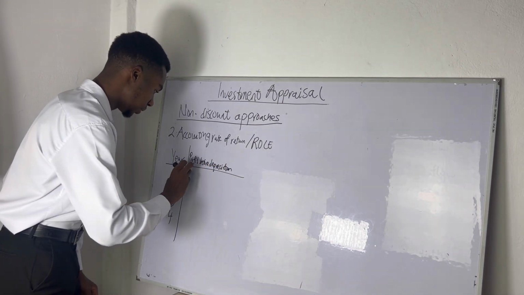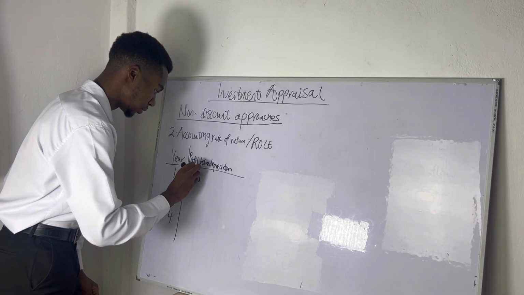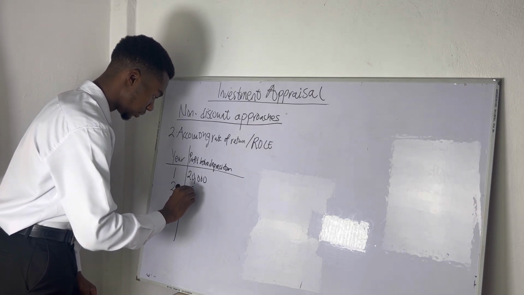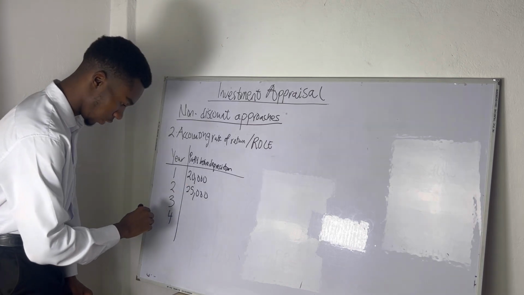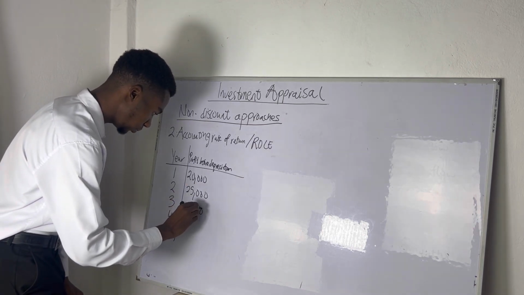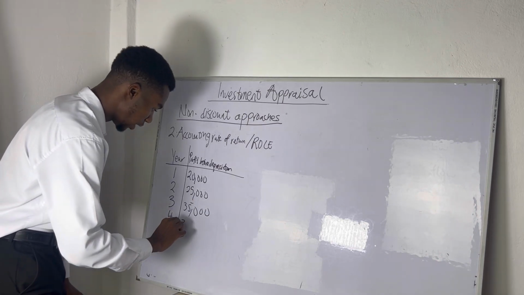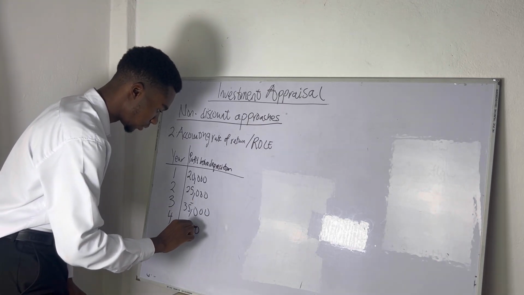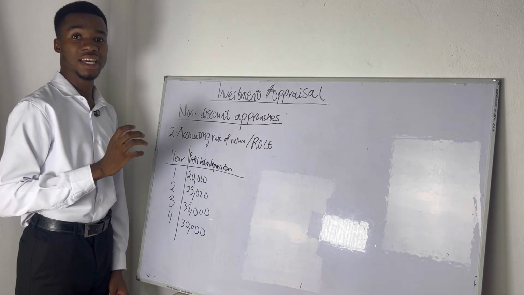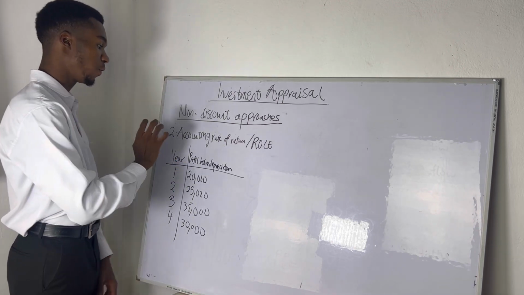Year 1, we have 20,000. Year 2, we have 25,000. Year 3, we have 35,000. Year 4, we have 30,000. So this is the profit you are going to get every year. But remember, every year depreciation is going to occur. So this is before the depreciation.